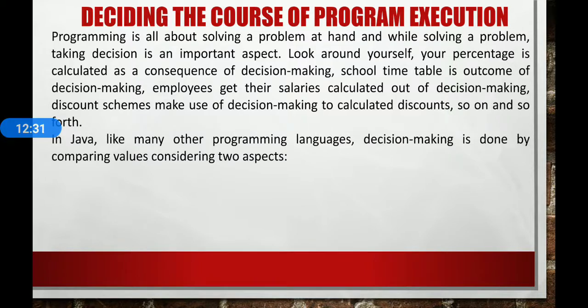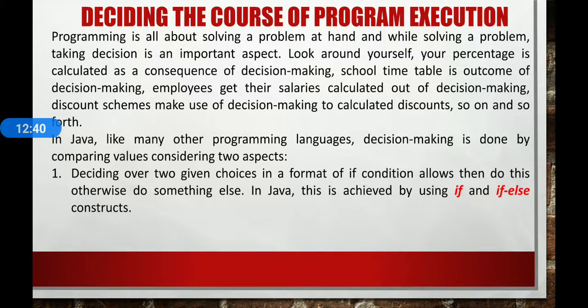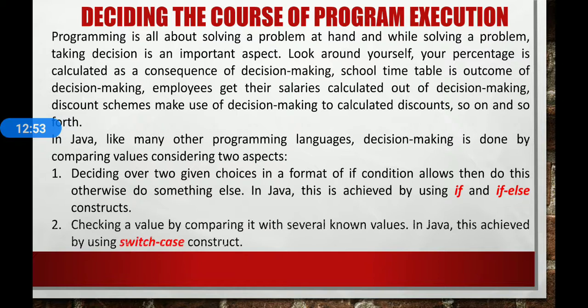In Java, like many other programming languages, decision making is done by comparing values, considering two aspects. First, deciding over two given choices in the format of: if a condition is allowed, then do this, otherwise do something else. In Java, this is achieved by using the if and if-else constructs. Second, checking a value by comparing it with several known values. In Java, it is achieved by using the switch case construct.